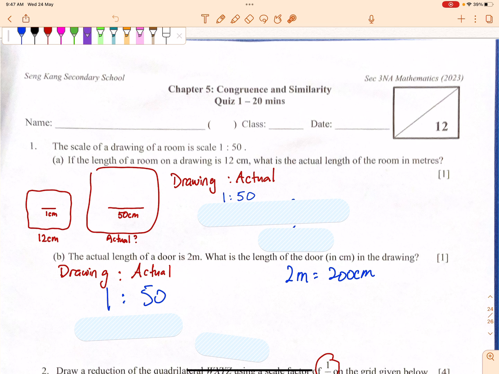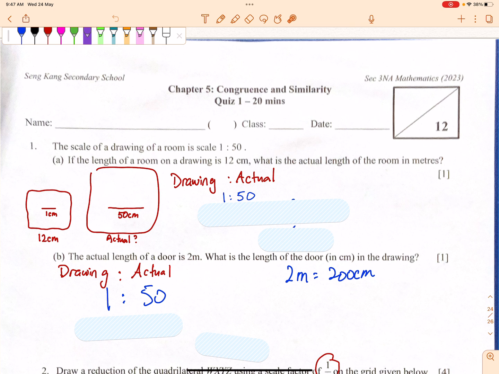Now, let us go through the key concept here. After this, do your corrections and you will be given a worksheet to test your understanding. So make sure in the worksheet you get all correct. Alright, let's go. Now, first question, talk about scale.